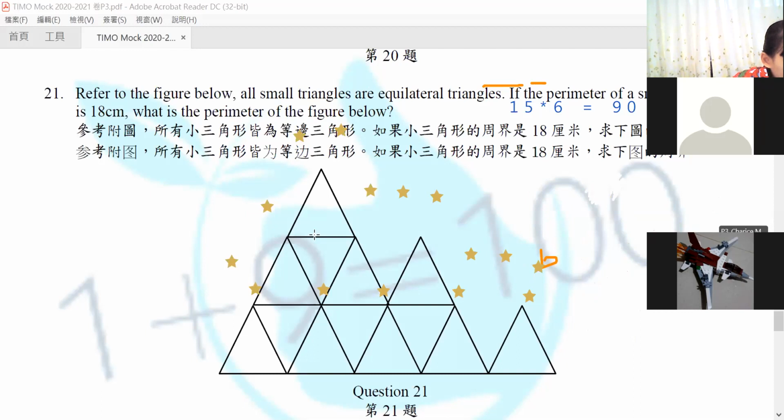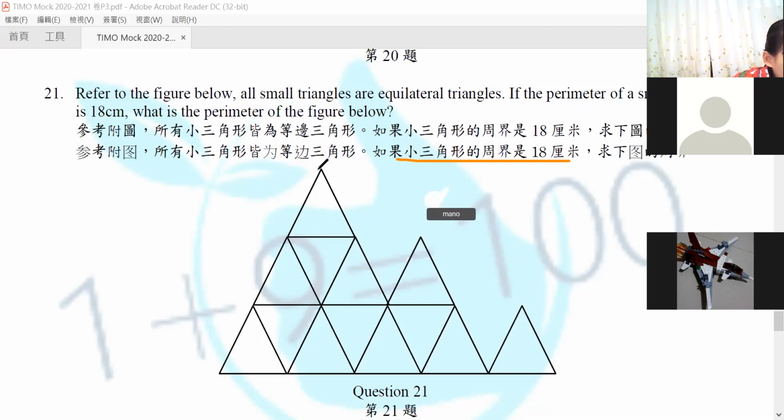Question: how did you get 6? Oh, yeah, sure. Because a small triangle with a perimeter of 18. What is a small triangle? A small triangle has 3 sides, right? The 3 sides combined is 18. So what is the size of one side? If 3 times that is equal to 18, it must be equal to 18 divided by 3, which is equal to 6, right? So we get that one side must be equal to 6.